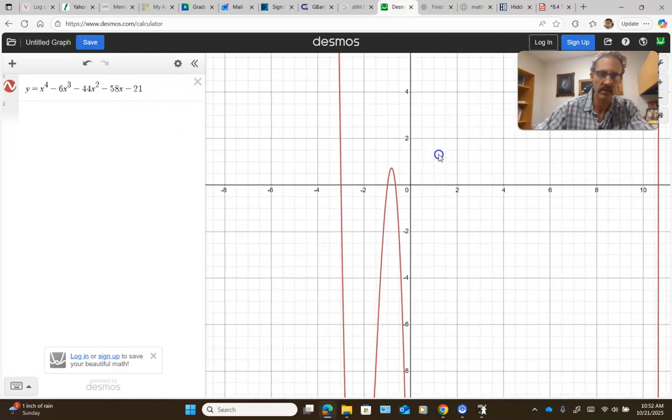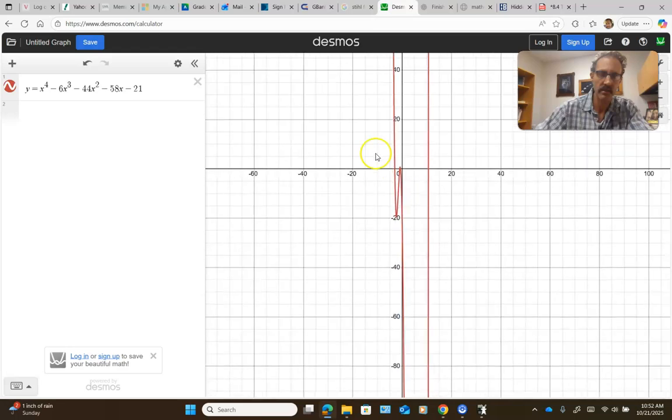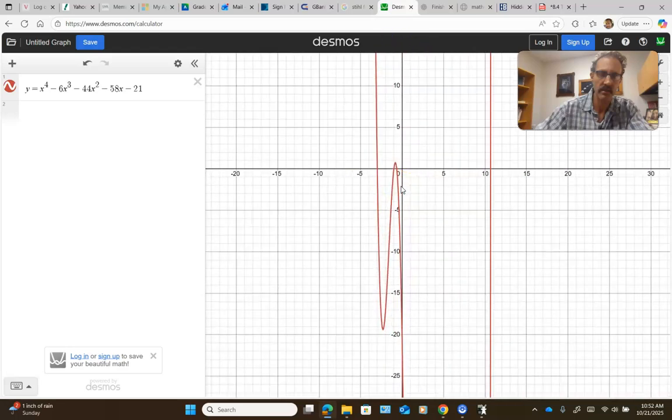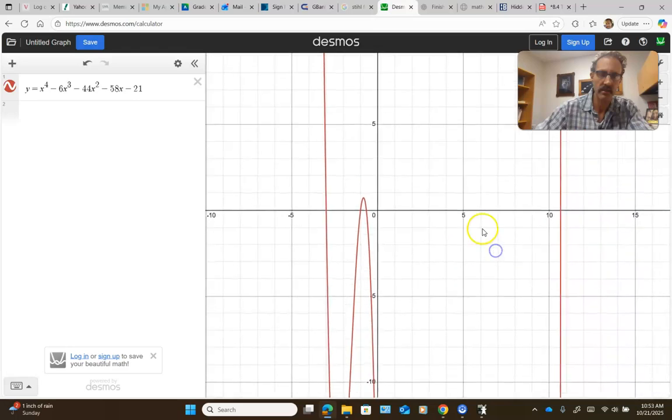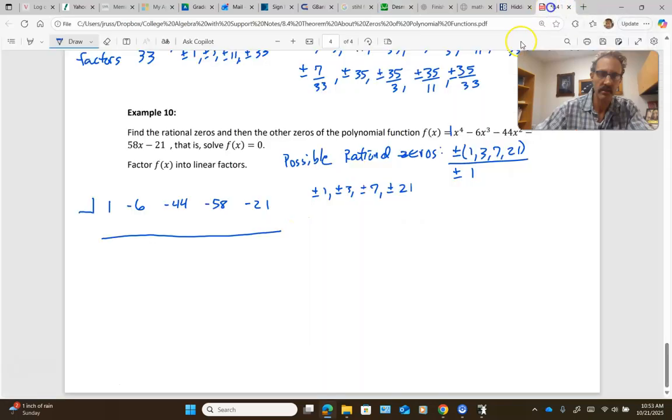Alright, well here it is. This is what it looks like. You can zoom out. It's a 4th degree, so the end behavior, both ends are going up. But notice it does cross the x-axis in 4 different places, and we know it'll have 4 zeros. Turns out they're all real numbers. None of them are imaginary. But my guess is that this one over here is probably irrational, but these two, this one right here at -1 and this one right here at -3, correspond with some of these possible rational zeros.